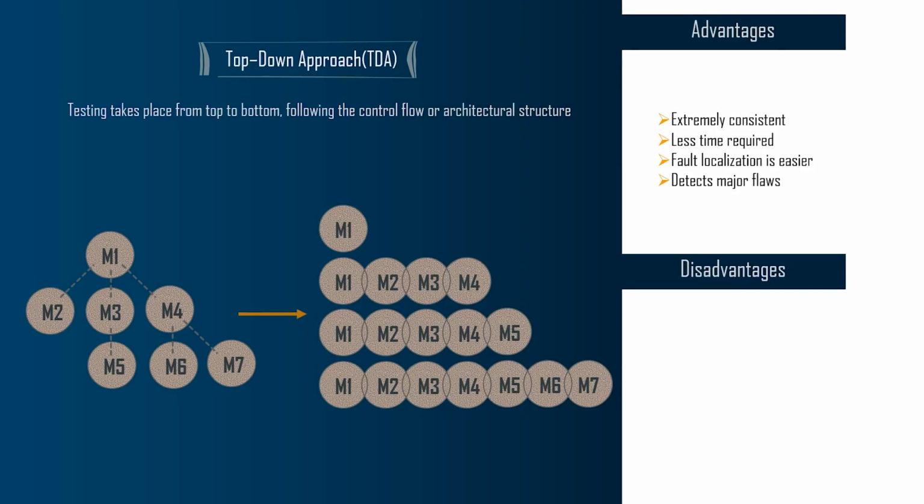Coming to disadvantages, as you can see, if the modules are not developed or ready yet, they require several stubs. Modules at the lower level of the software are tested inadequately when compared to other modules. And the most popular disadvantage that you have to remember is that the basic functionality of the software in the top-down approach is tested at the end of the cycle. That can be a problem sometimes. That's all with the top-down approach.